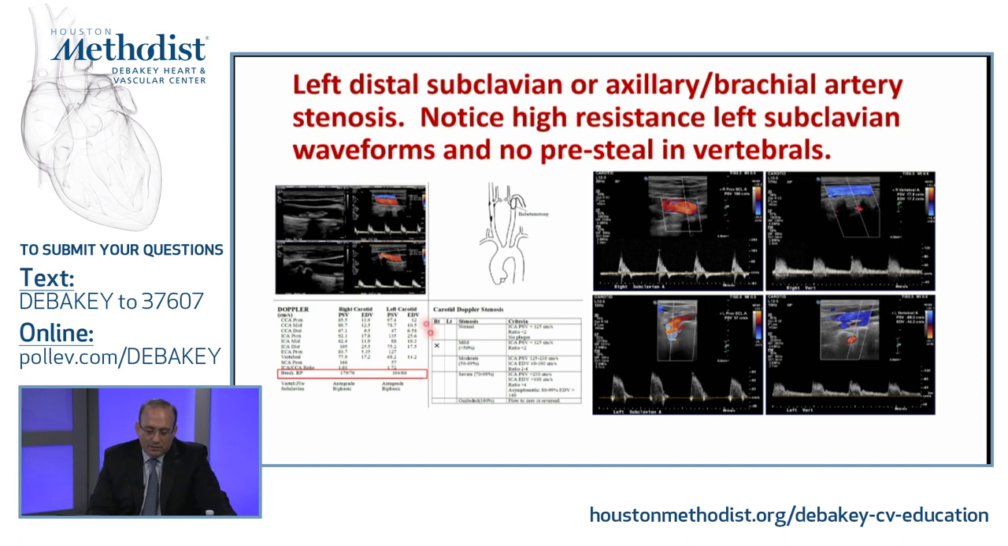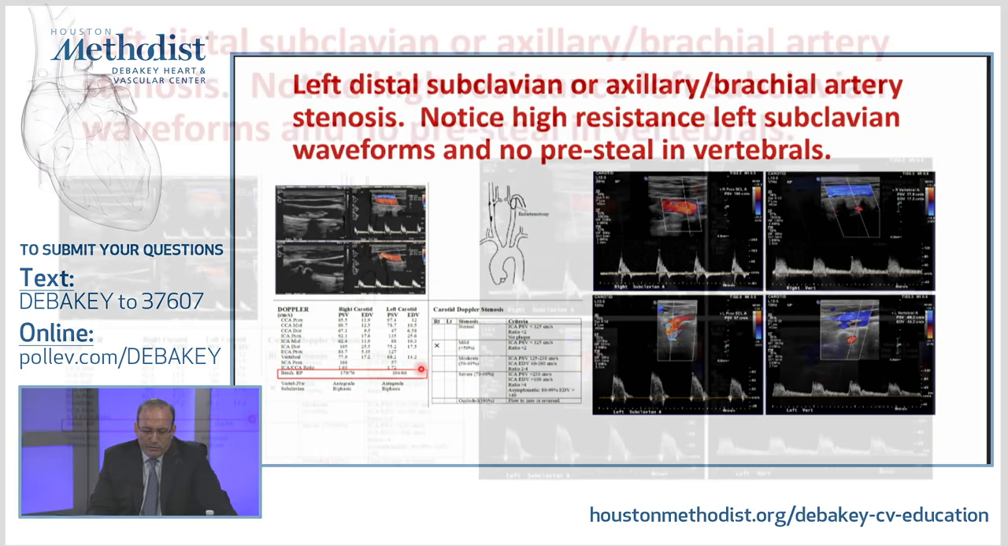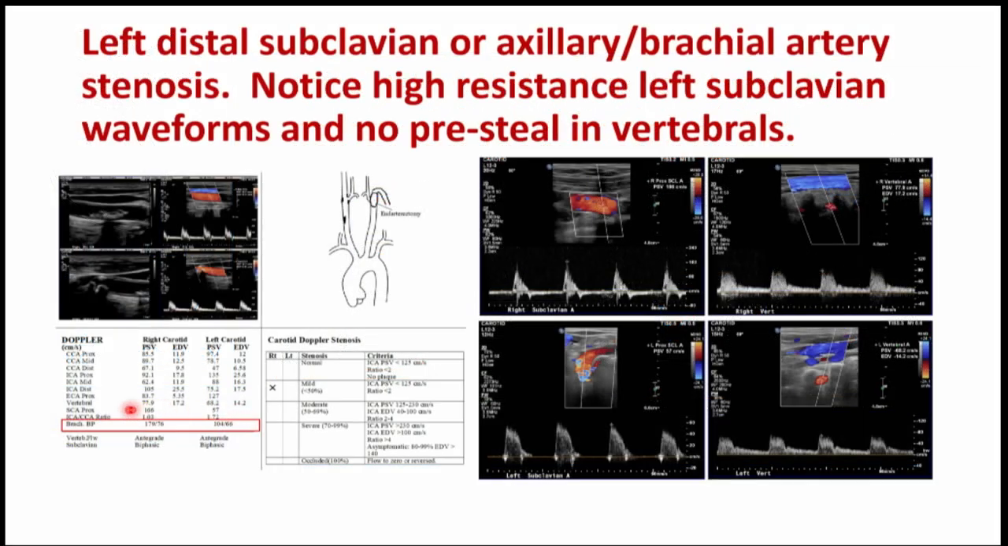This is a great case. I want you to start looking at that little fine print. This is a patient who had a carotid ultrasound evaluation, and what we notice is that the right brachial blood pressure was 179 systolic, and 104 was the systolic on the left side. So 75 millimeters of mercury difference between the right arm and the left arm. I said, great. Let's take a look and see where the lesion is.